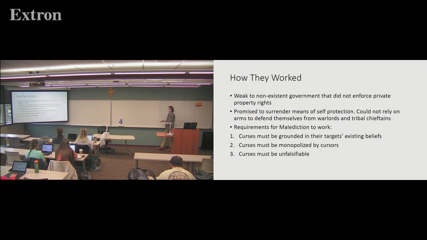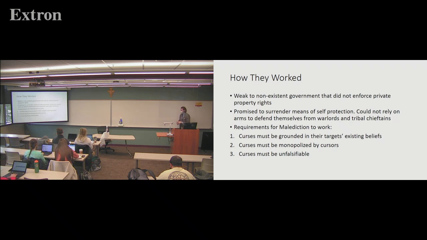They would try to curse these people, calling upon God's curse as a threat. That was like the only attack they had. So first, they had to be grounded in their target's existing beliefs. If these warlords were Catholics, if they believed that God had this power, then curses could work. Curses also had to be monopolized by the cursors.